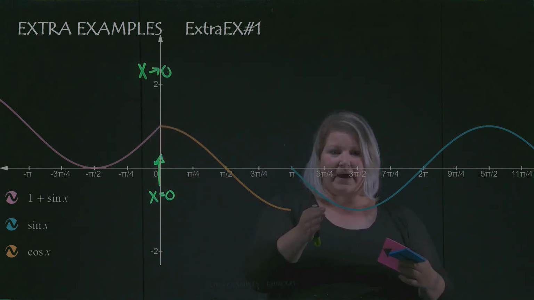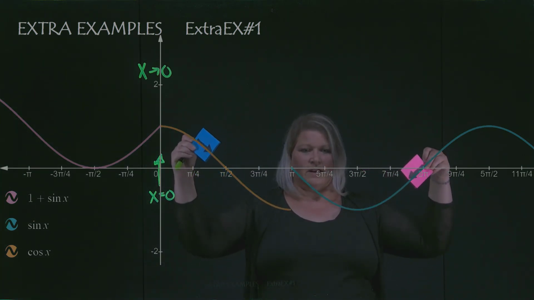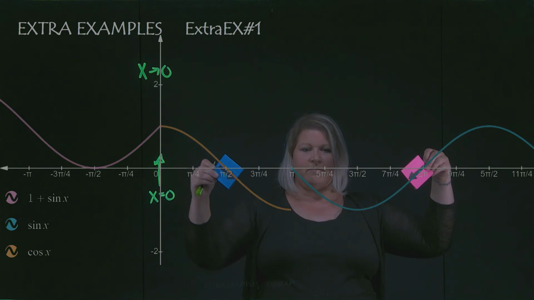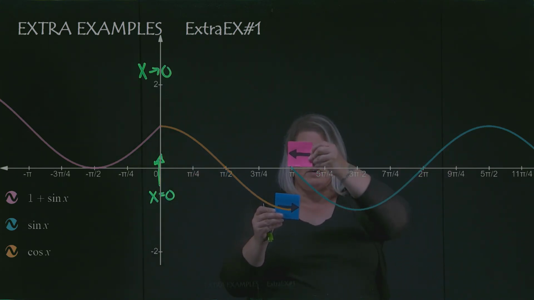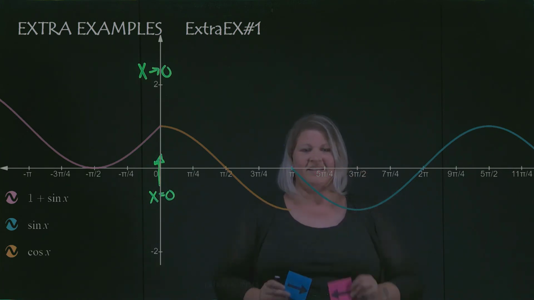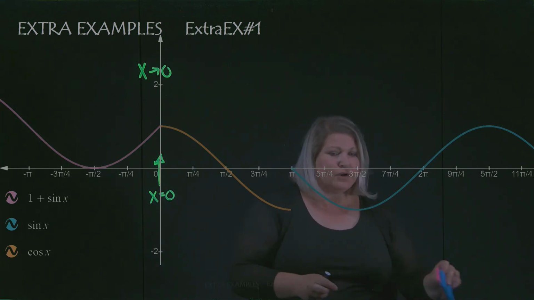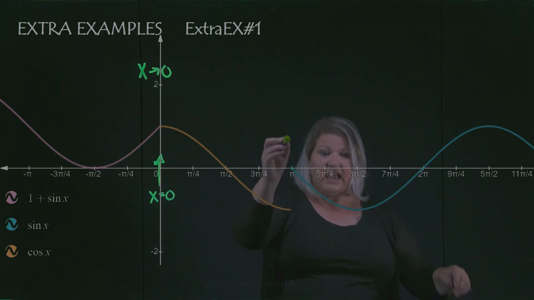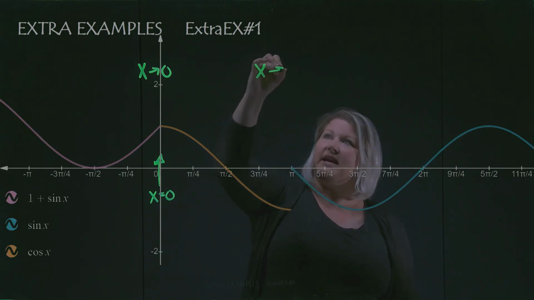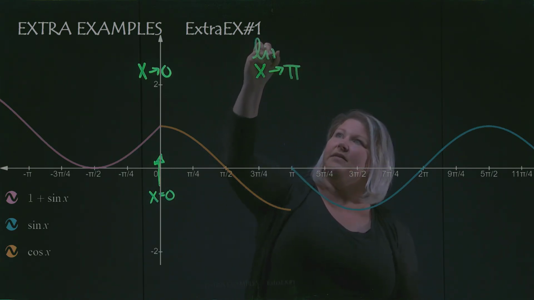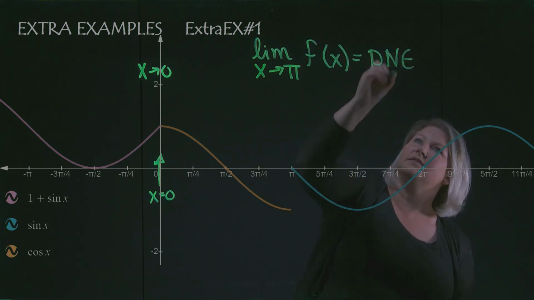Then we get over here to pi. Notice what happens at pi, okay? So line up my bad boys. Here I'm coming from the left side. Here I'm coming from the right side. What do we notice? Yeah, they don't match up. So does the limit exist as x approaches pi? Yeah, as x approaches pi, the limit of f of x does not exist.